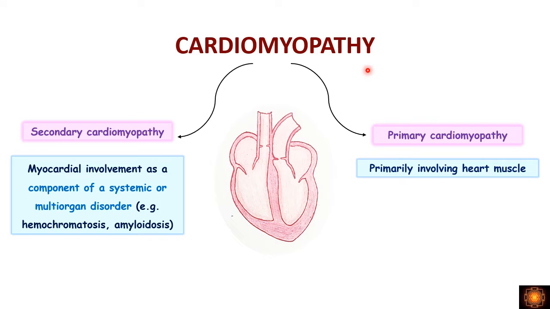Now this is basically classified as primary cardiomyopathy and secondary cardiomyopathy. Here also, as the name suggests, primary means it is involving primarily only the heart muscles, whereas secondary cardiomyopathy means there is a systemic disorder involving multiple organs, along with which we have involvement of the heart also. So if it is secondary to certain systemic disorders, we call it secondary cardiomyopathy, and if it is primarily involving only the heart, we call it primary cardiomyopathy.